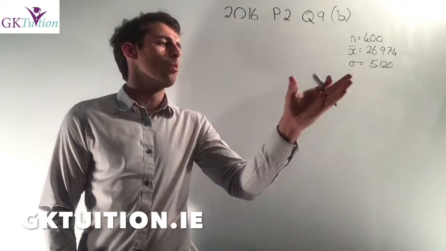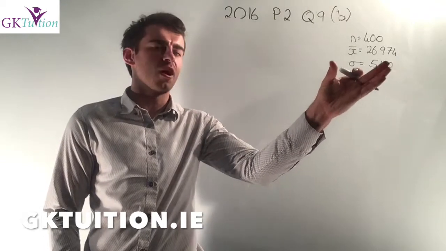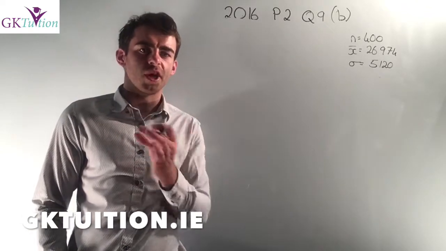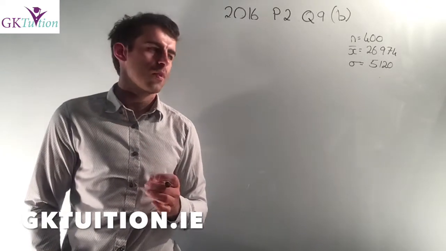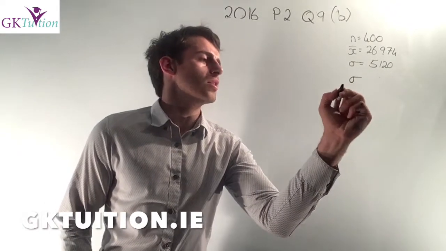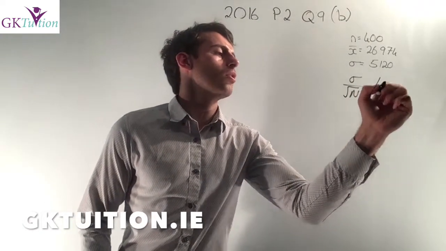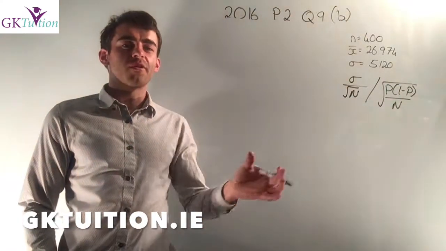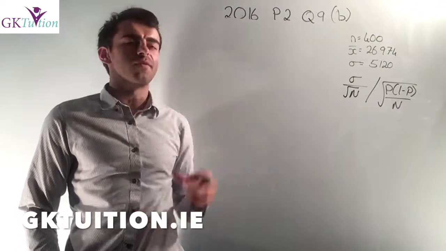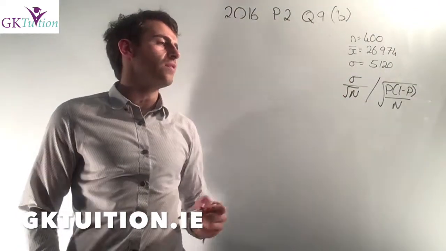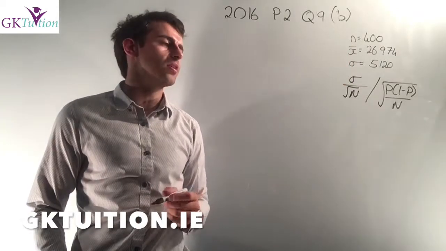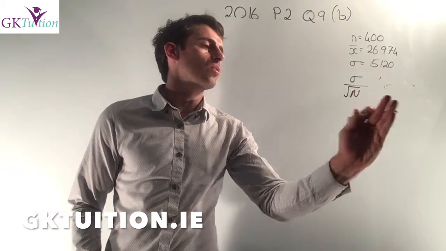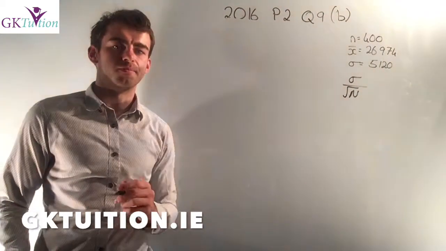Now you've been asked to come up with a 95% confidence interval based on these figures. So you should recognize that there are two different types of confidence intervals on the Leaving Cert course. You're either going to be using the standard error of the mean, or you're going to be using the standard error of the proportion. It should be quite obvious based on the information we've been given. We've been given a standard deviation, a sample mean, and a sample size. So clearly we can't use the standard error of the proportion. Clearly in this case we're dealing with the first one, the standard error of the mean.